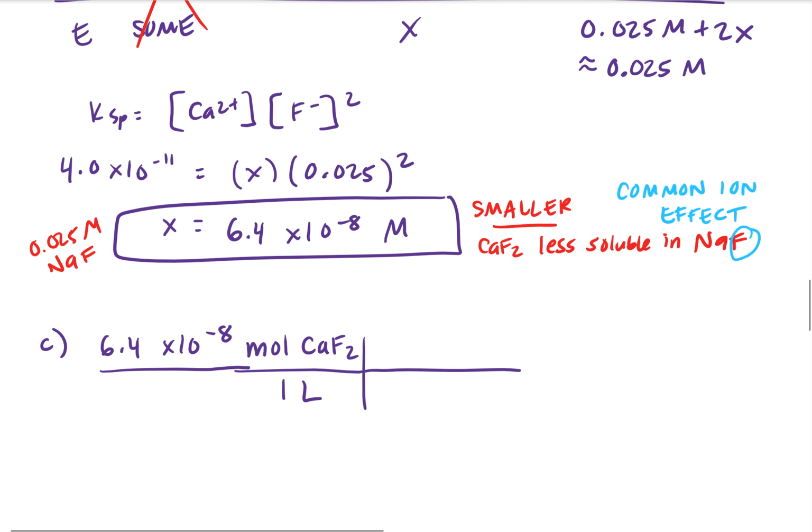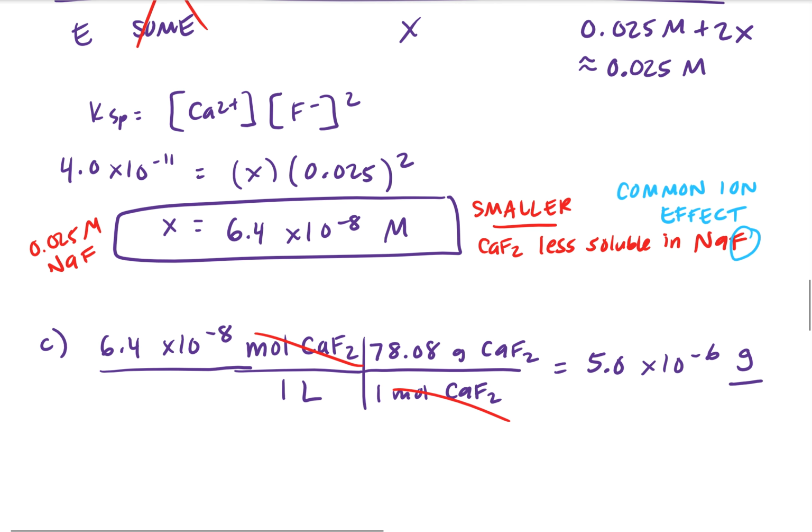So we can do a little dimensional analysis. For every 1 mole of calcium fluoride, the molar mass is 78.08 grams. Moles of calcium fluoride cancel, and you're going to be left with grams of calcium fluoride divided by liters. And I get 5.0 times 10 to the negative 6 grams per liter.